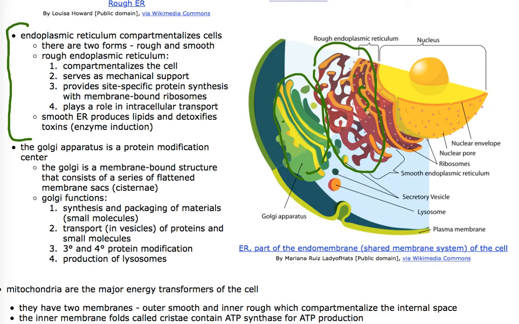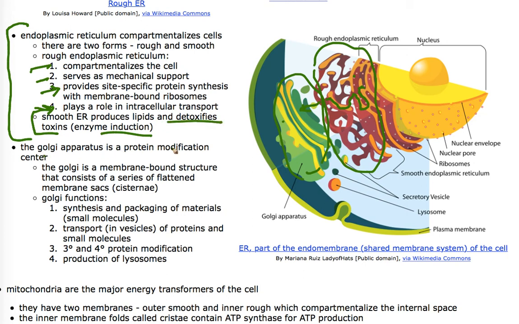They're shoved into the ER. They travel through these sacs, and eventually they get out to the edge. There they bubble off, and then they go to the Golgi, and the Golgi then modifies them. So the ER compartmentalizes. It does provide a slight amount of mechanical support, protein synthesis location, and intracellular transport. In addition, smooth ER actually detoxifies substances.